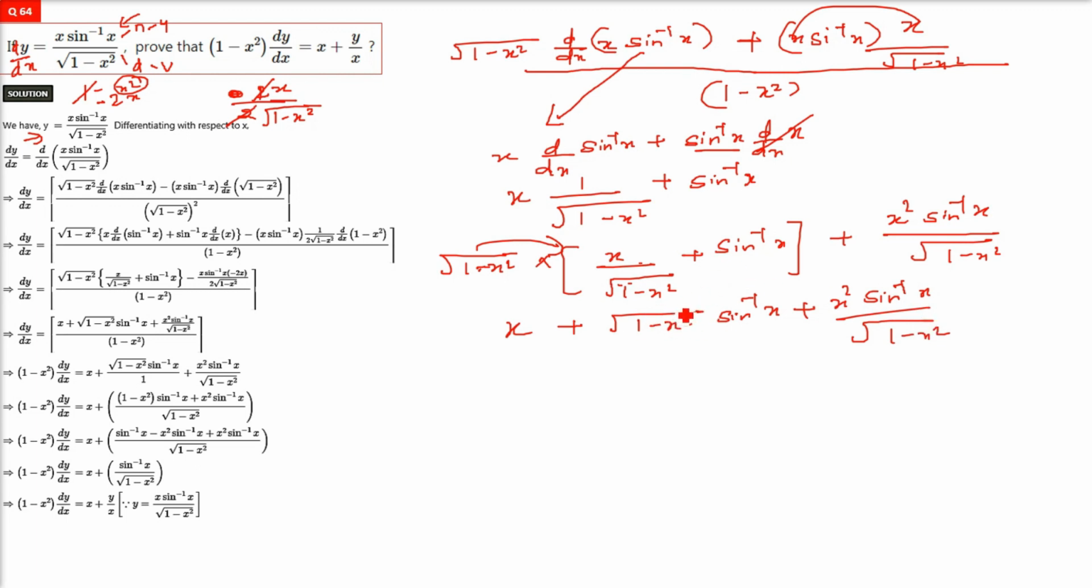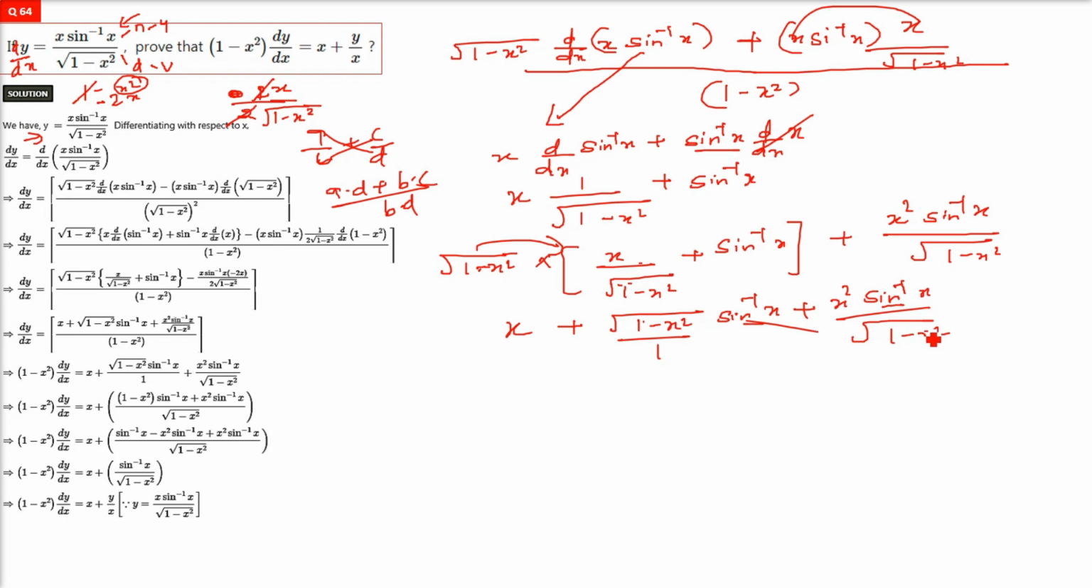Up till here we have reached. So sine inverse x and sine inverse x are here, so let us take the LCM. Please remember, if we don't know how to find the LCM for a by b plus c by d, we multiply a with d, so ad plus b into c, and then in the denominator we have b into d. Okay, so let us multiply this.